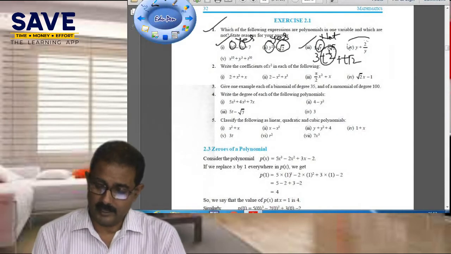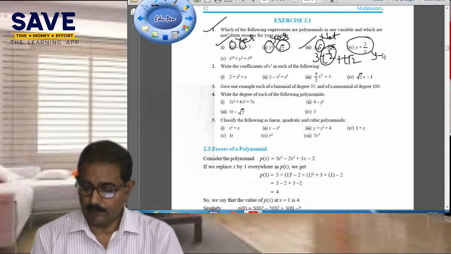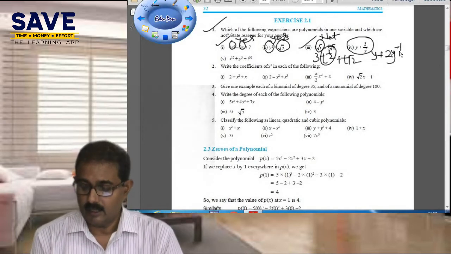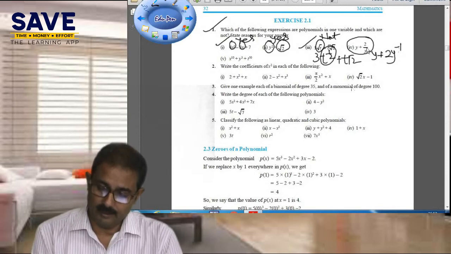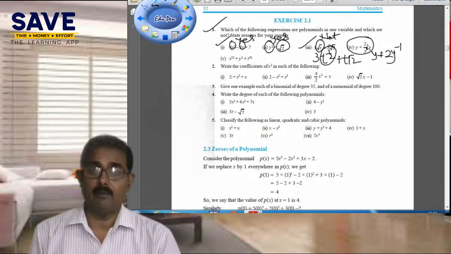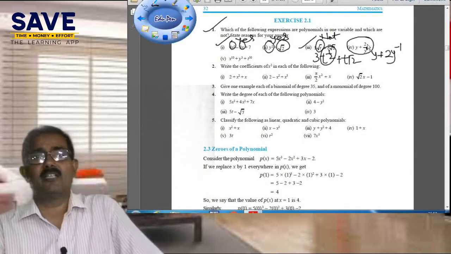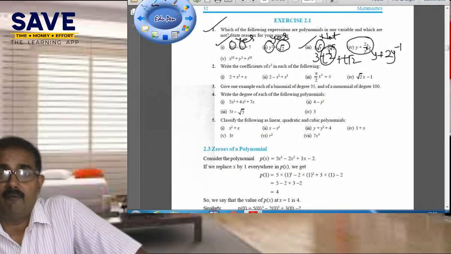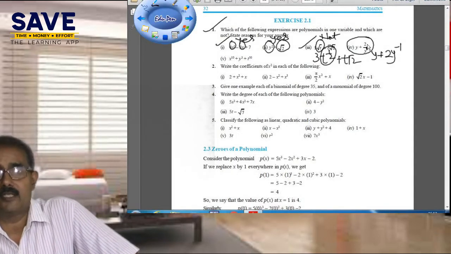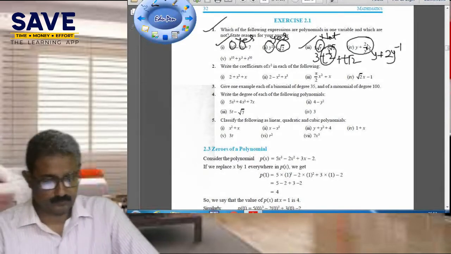Now the fourth part, again it is not a polynomial because the second term, which is 2 upon y, you can write as y raised to power -1. When you take the variable from the denominator to the numerator, it becomes -1, and it is not a whole number. When the power of the variable is not a whole number, it is not a polynomial.